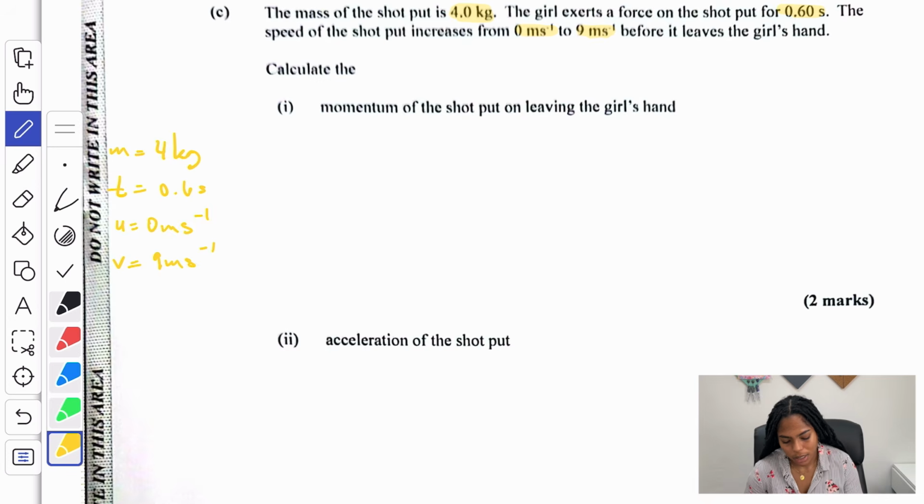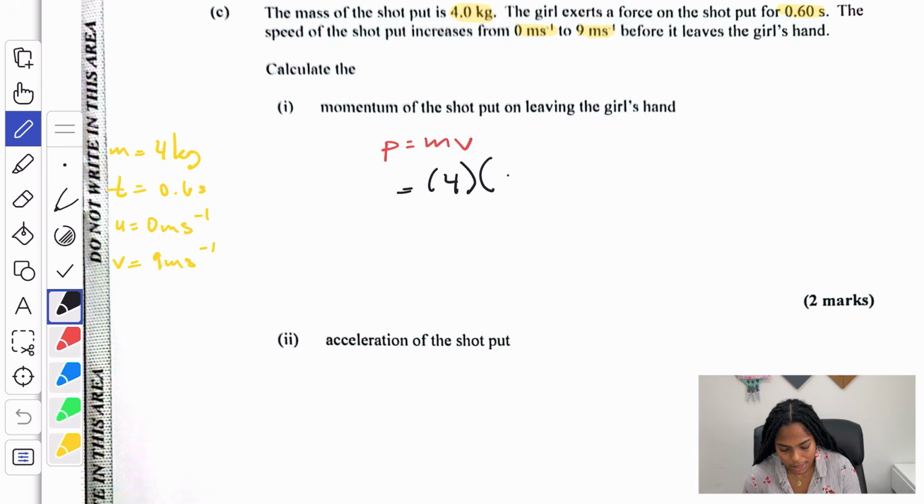Now they're asking us what is the momentum of the shot put on leaving the girl's hand. Now it goes from 0 to 9 meters per second, so it's the 9 that we're taking. Now remember, momentum is equal to m times v. My mass is 4, my velocity is 9, so that gives me 36 kilogram meters per second, or you could say 36 Newton seconds, whatever you want to put.